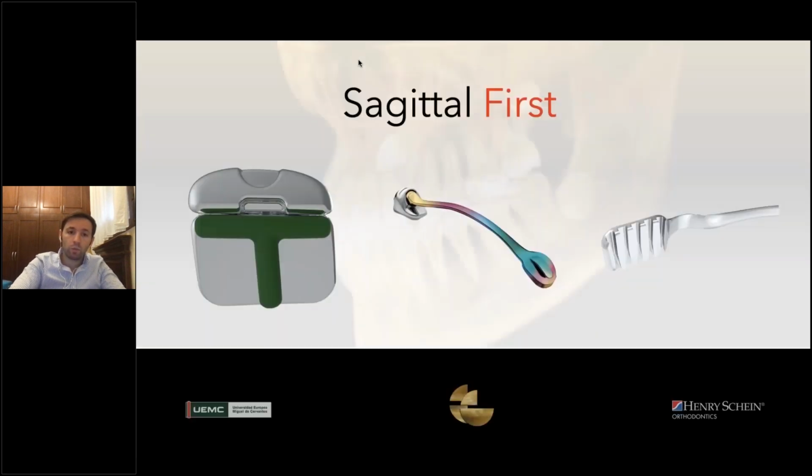Okay, so Sagittal First is our way of work, but it's not our way of diagnosing. It's a spectacular system that helps us solve the malocclusion, but it says nothing about the diagnosis. So technology is the tool that we are going to use in order to become more efficient and to apply Sagittal First in the best way.